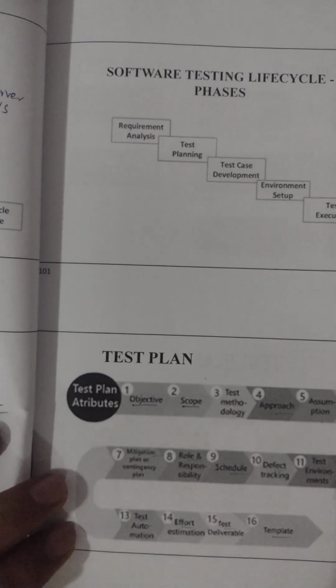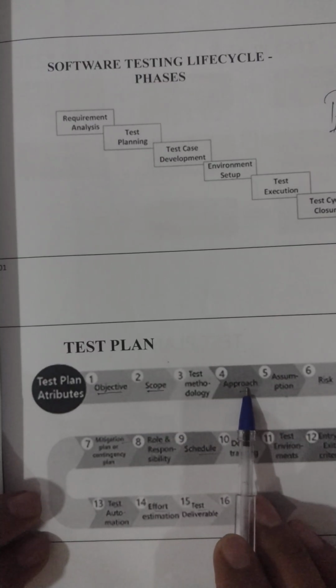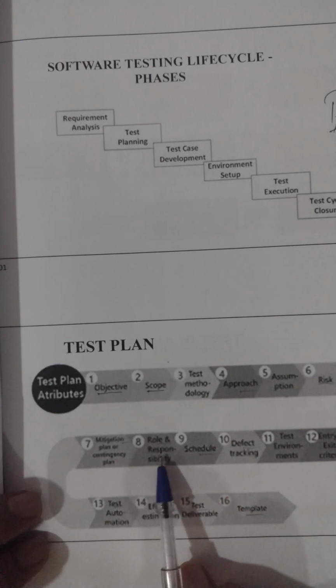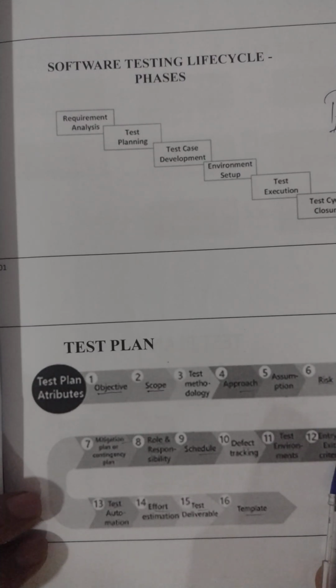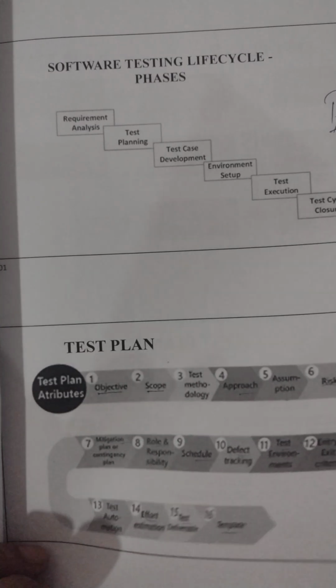Test plan content: typically it could have the objective, scope, methodology, approach, assumption, risk mitigation plan, contingency plan, roles and responsibility, schedule, defect tracking, test environment, entry and exit criteria, test automation, effort estimation, test deliverables and templates. All these things are there.